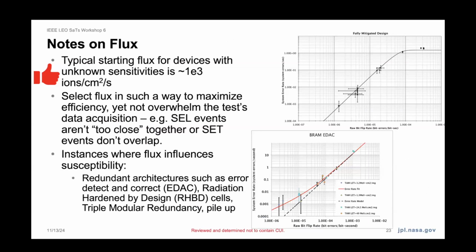There are instances where the response of the part becomes flux dependent, right? These are typically designs that have redundancy, like error detection and correction, RHPD cells where we have like a DICE cell, devices that have TMR or triple modular redundancy, as Michael was talking about, right? So there we need to understand the sensitivity to flux, because in space the rate of flux is much lower. We're in an accelerated environment, and we don't want to be measuring artificial events that are truly flux dependent.